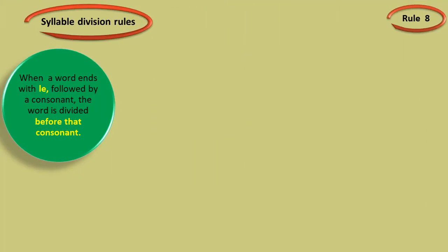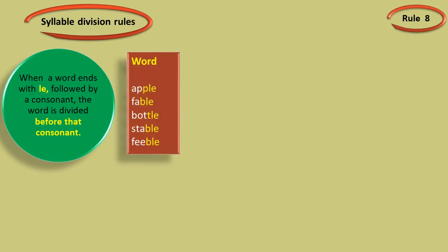Rule 8. When a word ends with LE followed by a consonant, the word is divided before that consonant. Let us try to understand this rule with the help of some example words. These are all example words. Please have a look at.